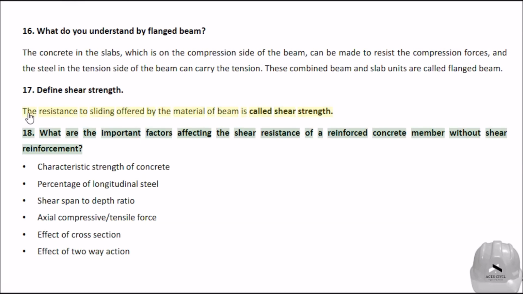What are the important factors affecting the shear resistance of a reinforced concrete member without shear reinforcement? Characteristic strength of concrete. Percentage of longitudinal steel. Shear span to depth ratio. Axial compressive or tensile force. Effect of cross-section. Effect of two-way action.